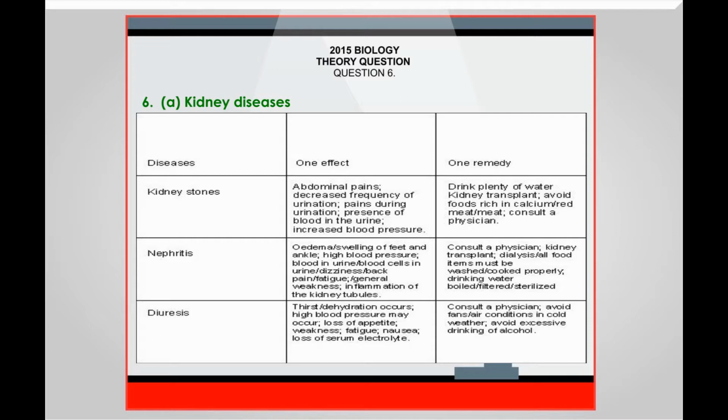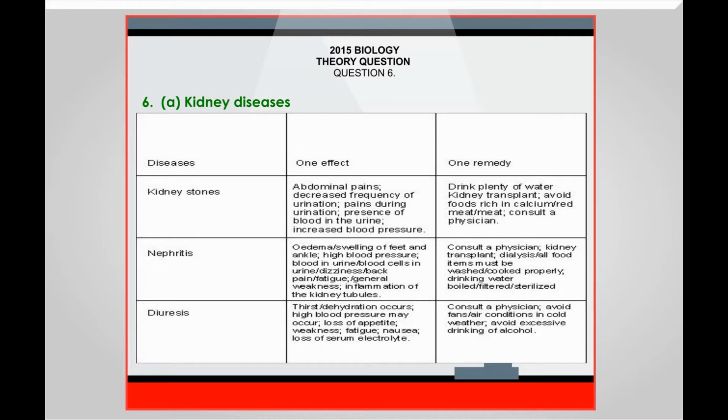Nephritis: edema, swelling of feet and ankle, high blood pressure, blood in urine, blood cells in urine, dizziness, back pain, fatigue, general weakness, inflammation of the kidney tubules. 1 remedy: consult a physician, kidney transplant, dialysis, all food items must be washed and cooked properly, drinking water boiled, filtered and sterilized.